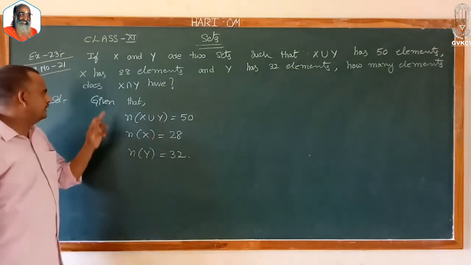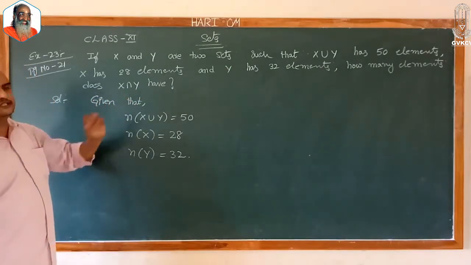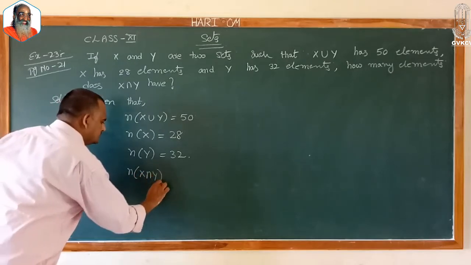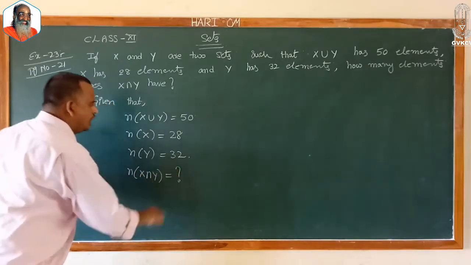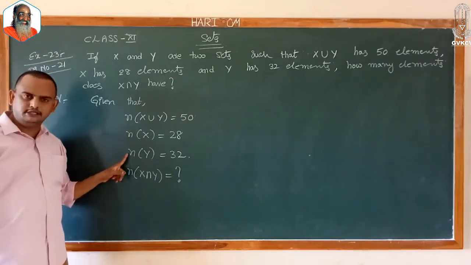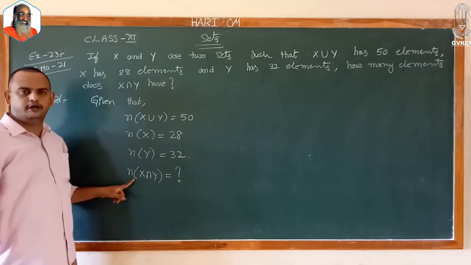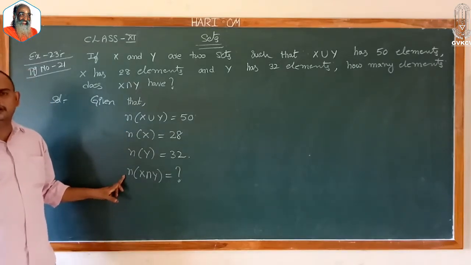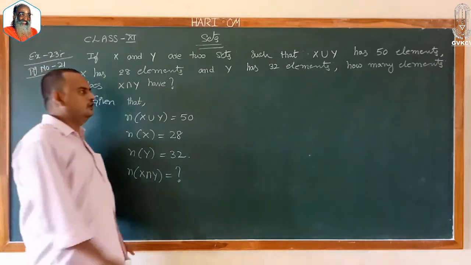What are they asking to find? Number of elements in X intersection Y. N of X intersection Y is equal to how much? Here I know 3 quantities and I need to find the 4th quantity. By observing all these 4, definitely we have to remember one formula. What is that formula?